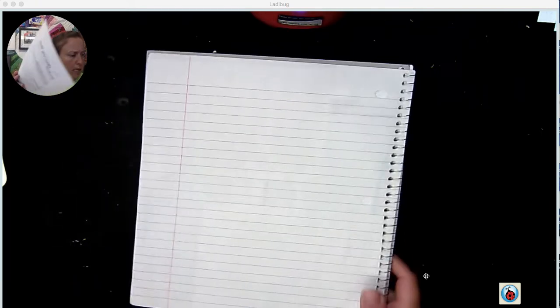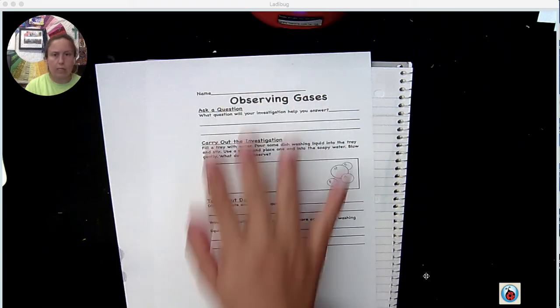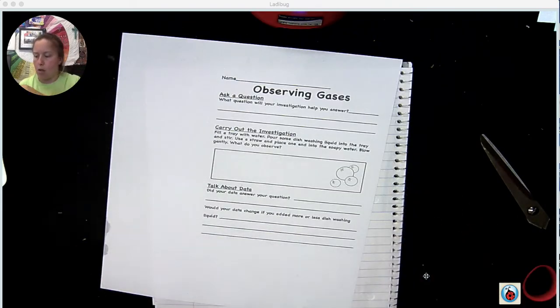In case you're wondering, I did not spill it. Okay, now we're doing the assignment that I had kind of planned that you guys could join me with. So you need this paper. It says observing gases. And we're going to draw a force field and then cut out the rectangle.